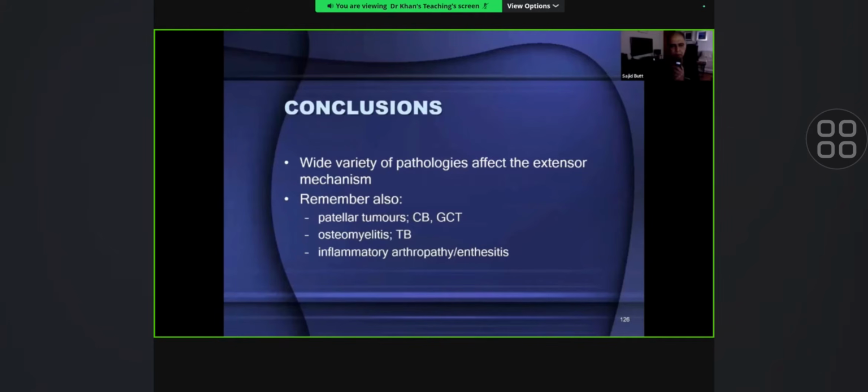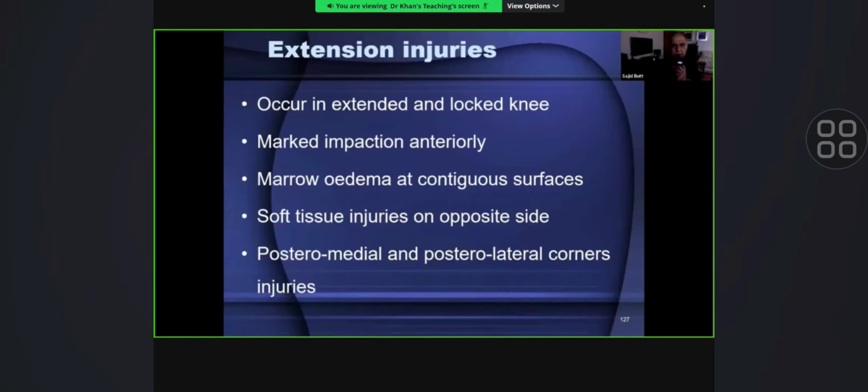So a wide variety of pathologies affect the extensor mechanism. Remember that there can be patellar tumors like chondroblastomas and giant cell tumors. We can have infections in terms of osteomyelitis and TB, and inflammatory arthropathy and enthesopathies.